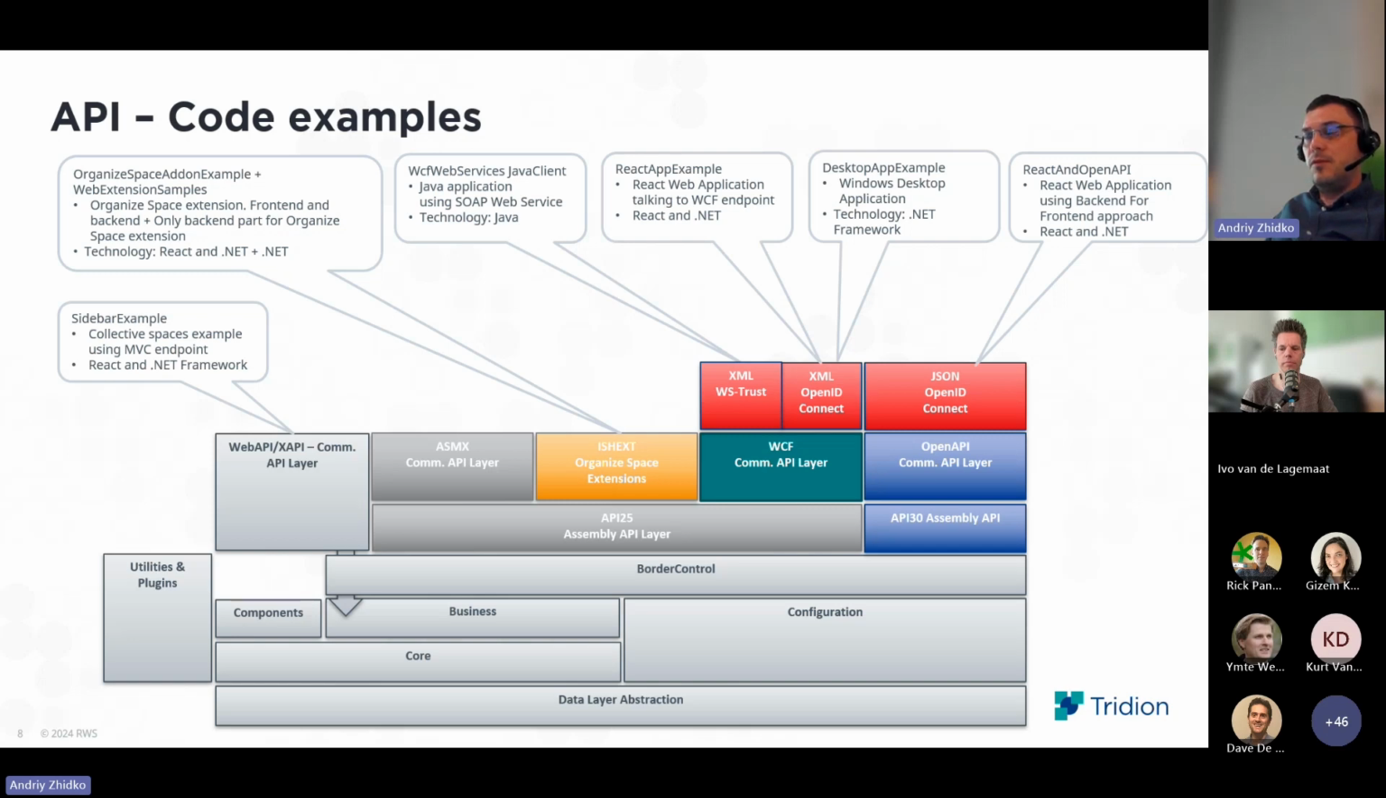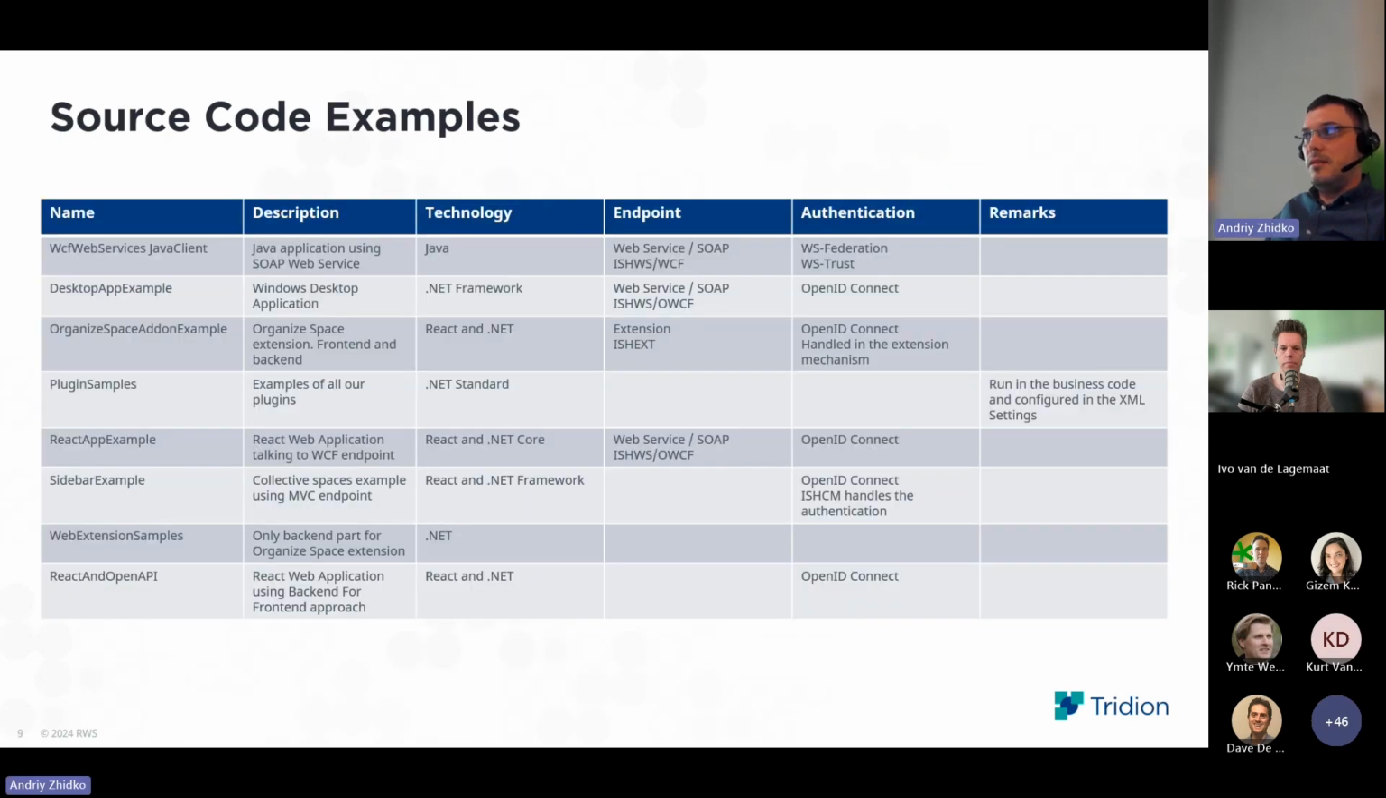Also code samples for organized space extensibility, one for frontend, including backend extension part, and another for only backend part of the extension. And finally, example to extend collective spaces that is using SAPI endpoint. And this is a reference table with all code samples that I have just talked about.